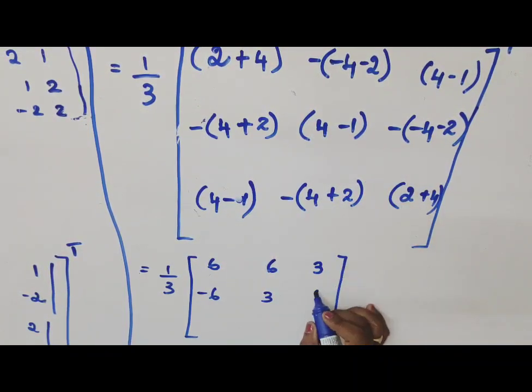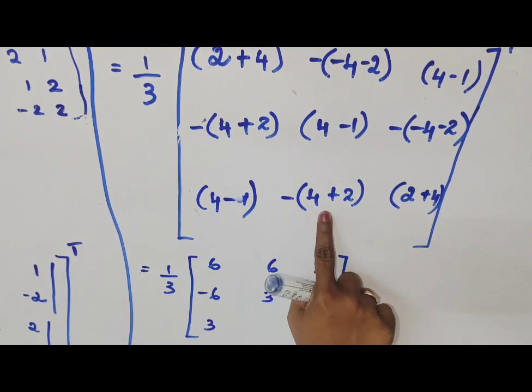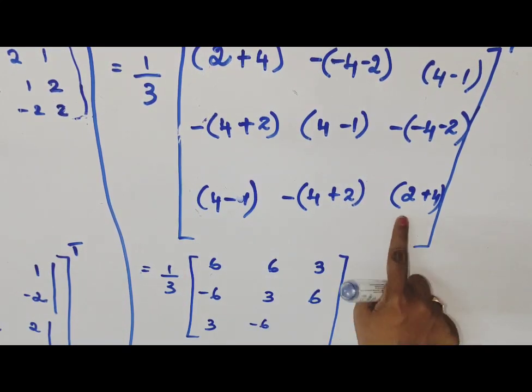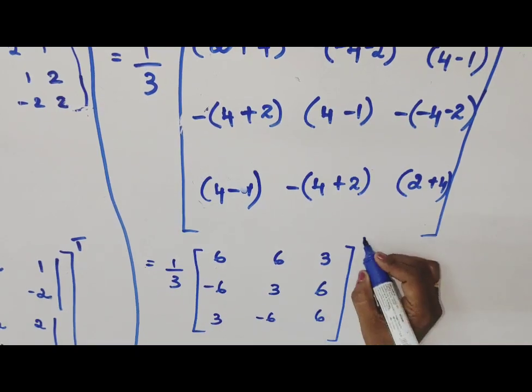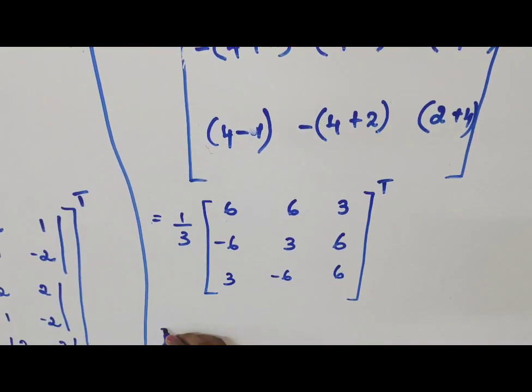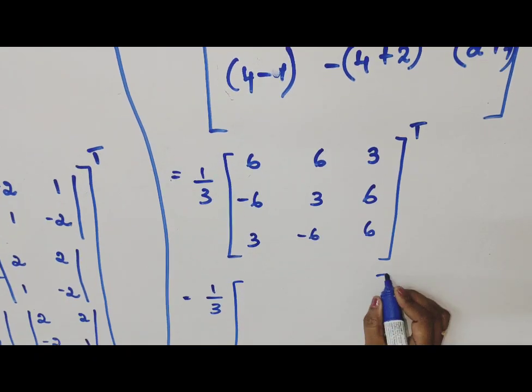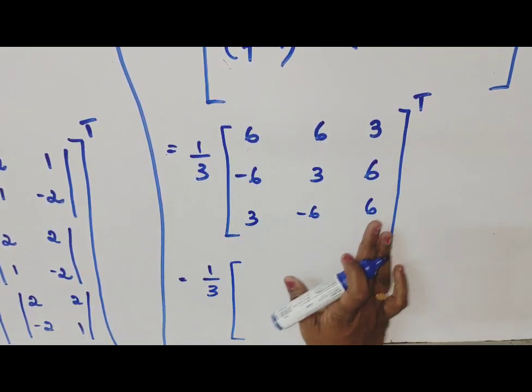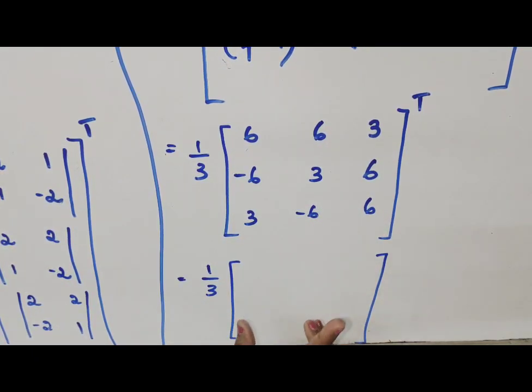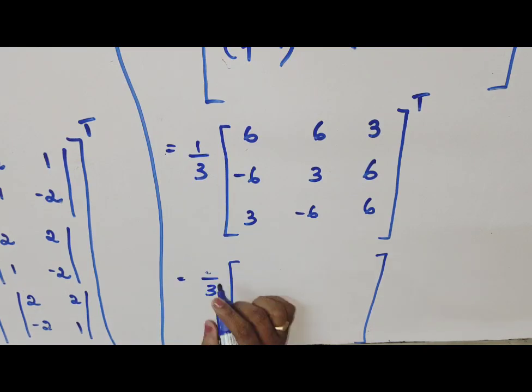This minus will become plus 6. 4 minus 1 is 3. Minus 4 plus 2 is 6. It is minus 6. 4 plus 2 is 6. Okay. So now 1 by 3. All the terms within the matrix consist of multiples of 3. So we can take 3 outside.